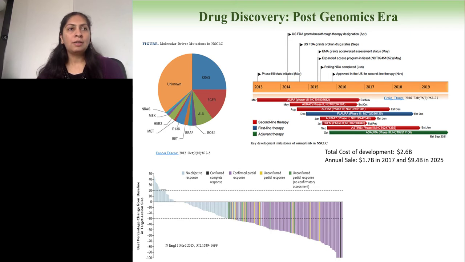EGFR is known as the epidermal growth factor receptor, and it drives cell proliferation in non-small cell lung cancer. There are various inhibitors designed to prevent this hyperactivity of EGFR. Some examples of these EGFR TKIs are erlotinib, afatinib, and most recently, osimertinib.